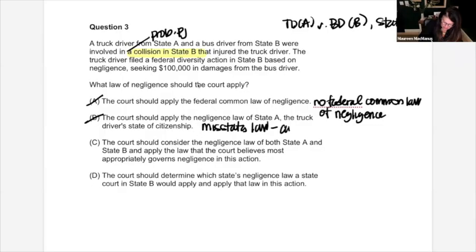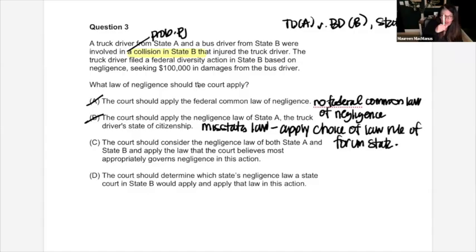So you apply the choice of law rule of the forum state. That's how it works. So you have to know that first, and then you can say, okay, well, what law applies? But we don't know what the choice of law rule from state B would be.